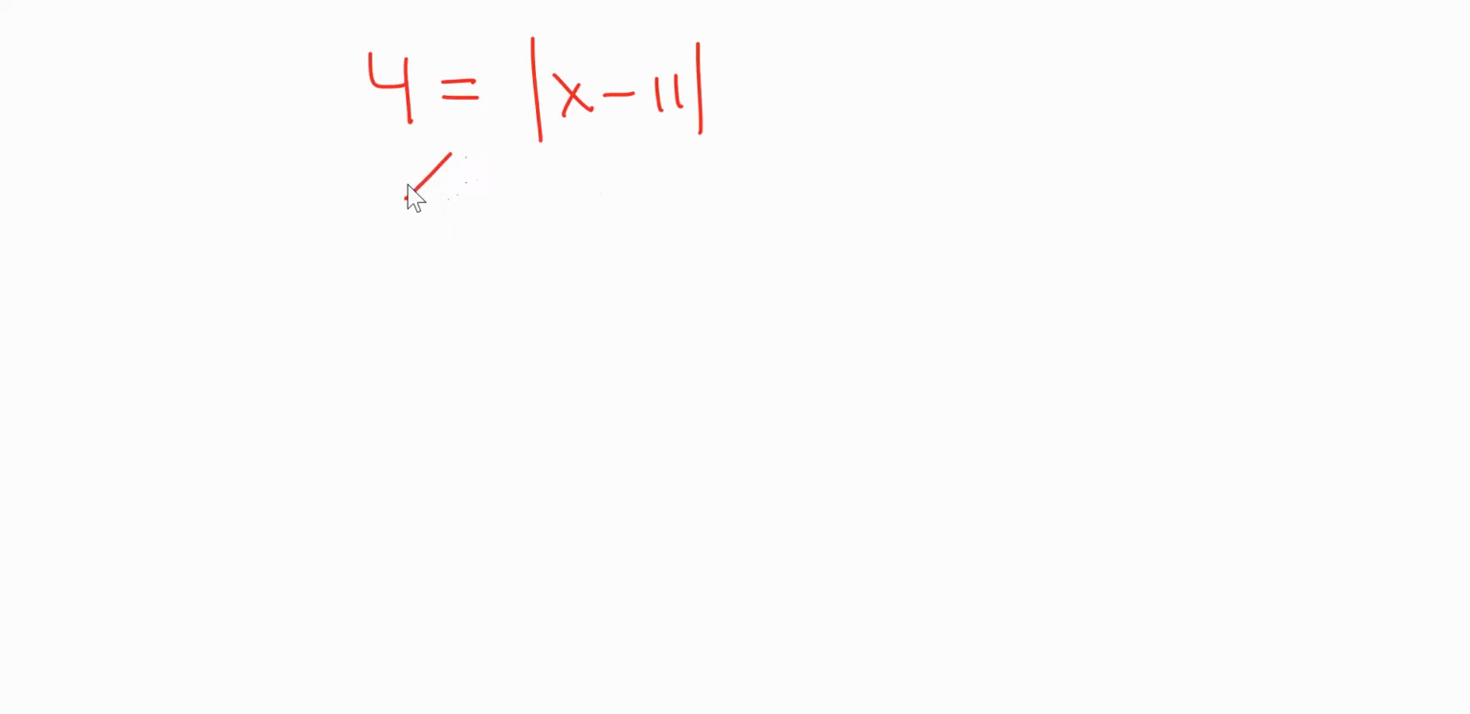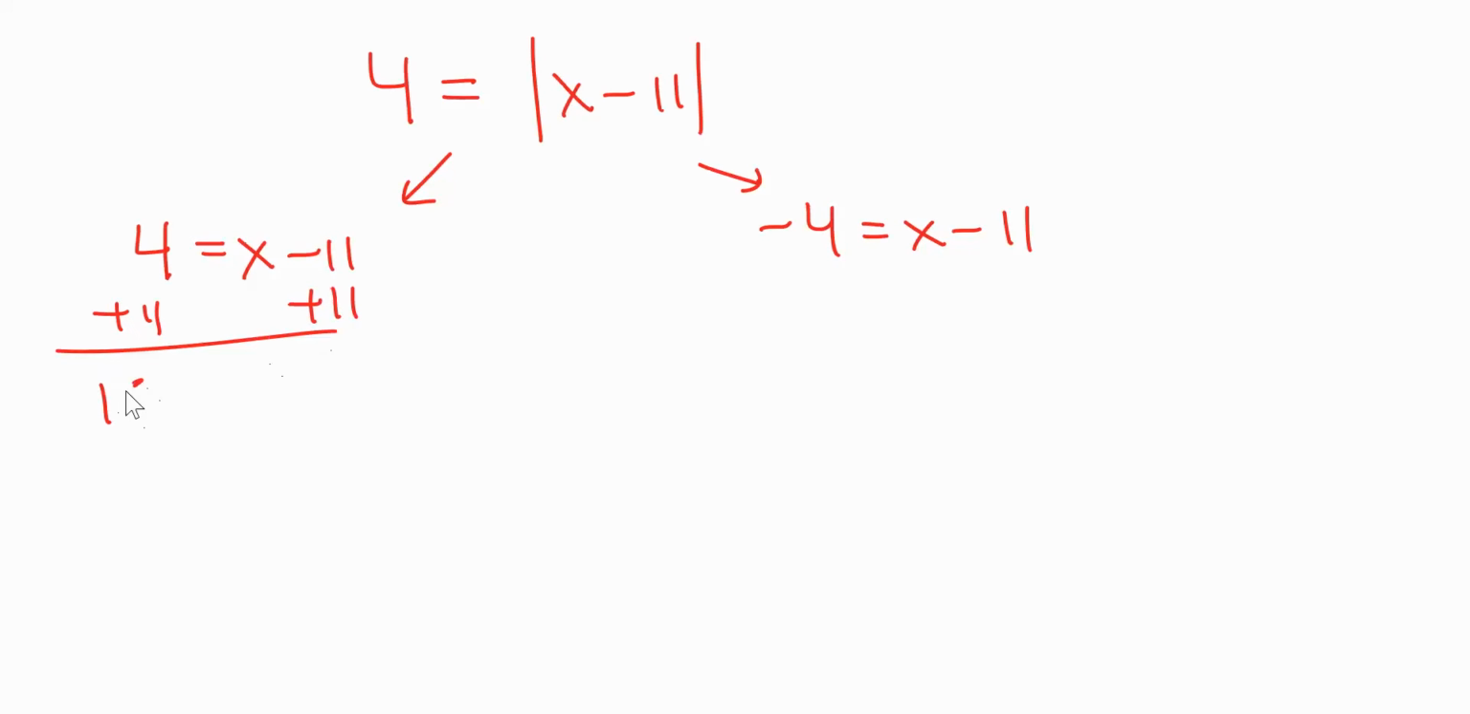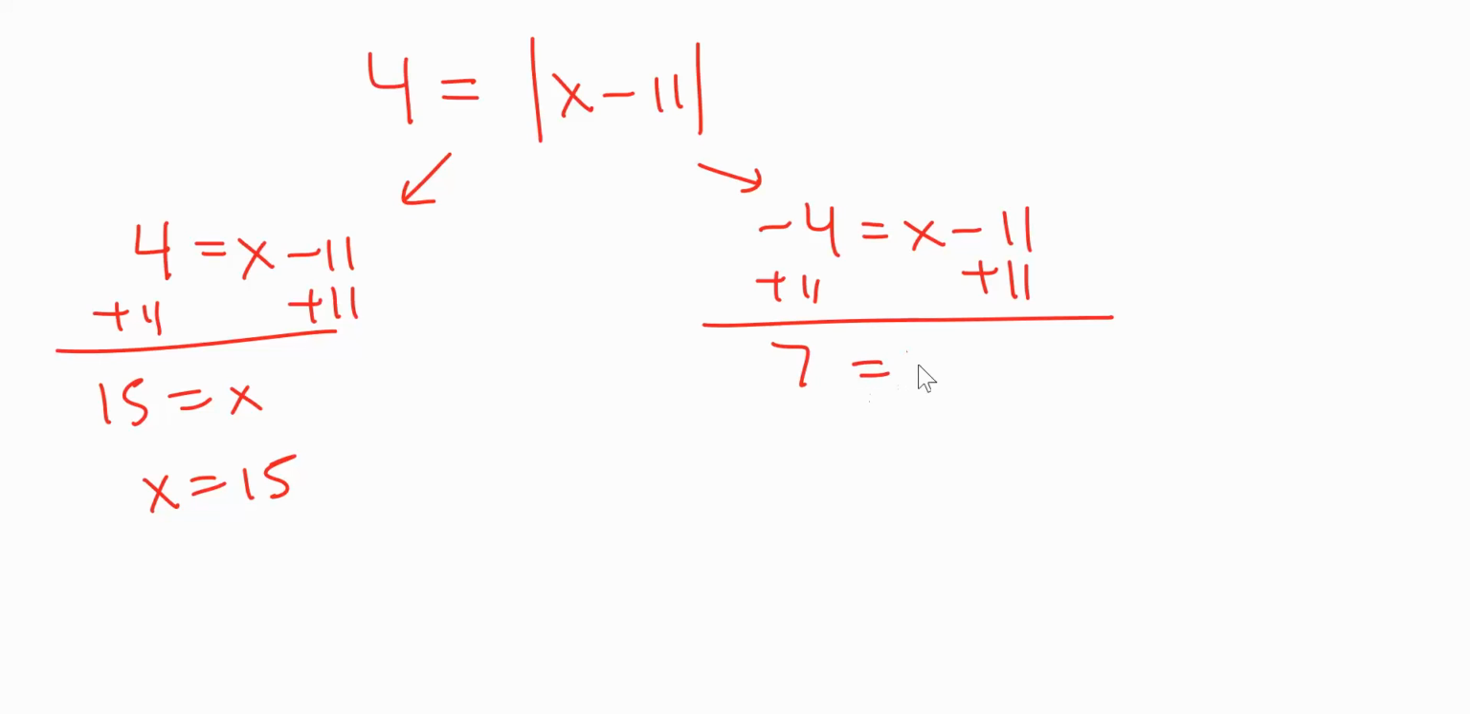You can split it off into two different pieces here, right? This would be 4 is equal to X minus 11. Or you can say negative 4 is equal to X minus 11. And as we do this, adding these up, I get X equals 15. Then on this side, adding this up, it looks like 7. X equals 7.